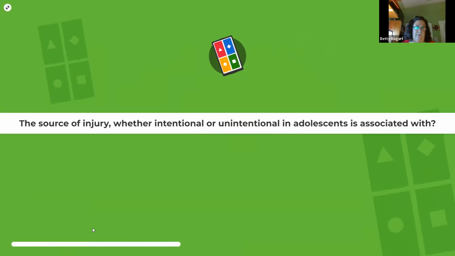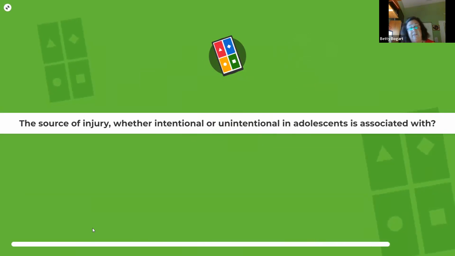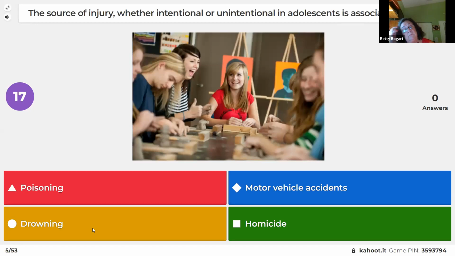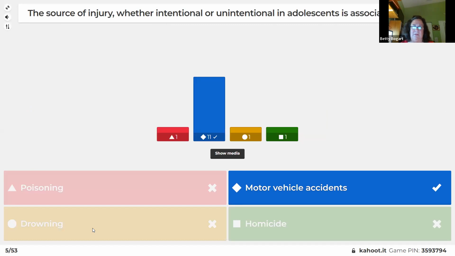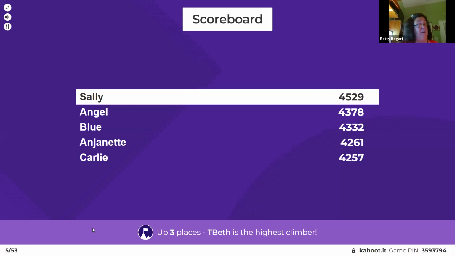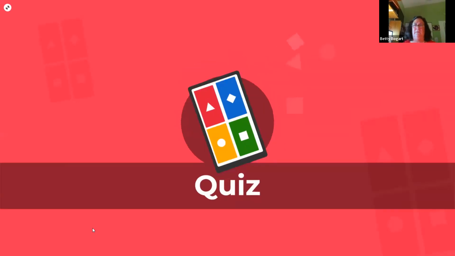The source of injury, whether intentional or unintentional in adolescence, is associated with what? Can I tell you all ages of children? It's motor vehicles. Motor vehicles, any level of child, they're always the source of injury the most. And adolescents are now driving, so now they have more chance of injury.